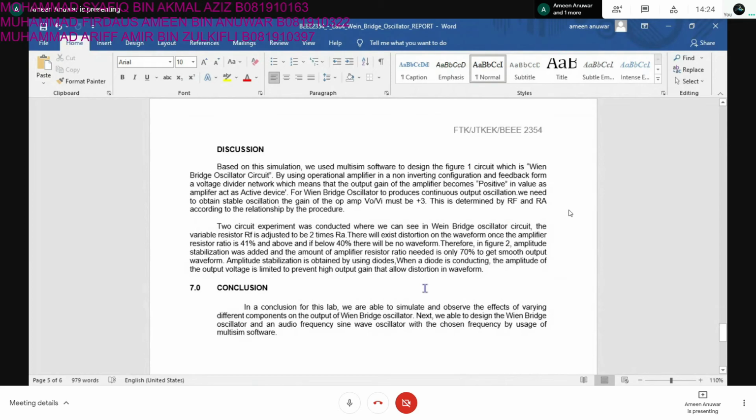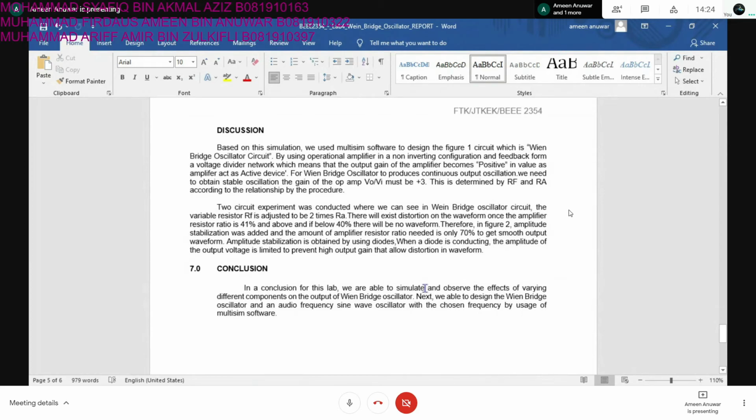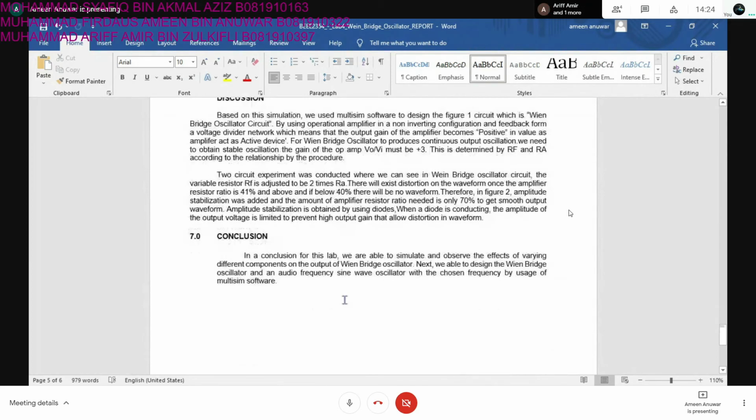For the conclusion of this lab, we are able to simulate and observe the effect of varying different components on the output of the Wien-Bridge oscillator. We are also able to design the Wien-Bridge oscillator and an audio frequency sine wave oscillator with the chosen frequency by using the Multisim software.